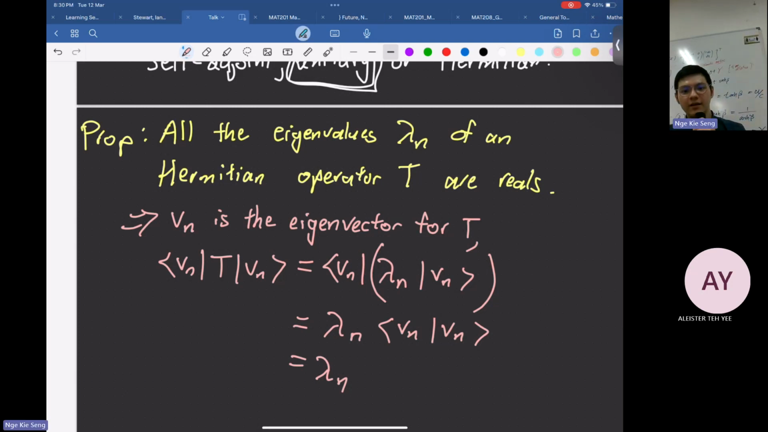Okay, good. So how to prove this? Do you want to prove this or not? Okay, let's see why this is true. I put the calculation already, so why is this true? Why does this imply this lambda n is in R?